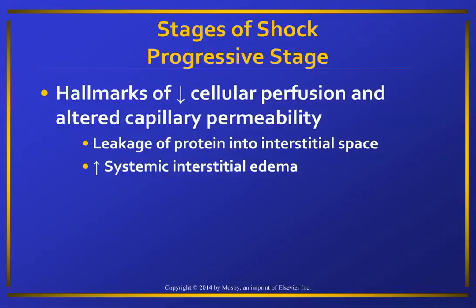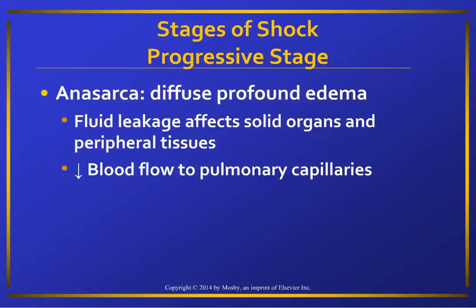The hallmarks of the progressive stage of shock are decreased cellular perfusion and altered capillary permeability. There's leakage of protein into the interstitial space and an increased systemic interstitial edema. The cardiovascular system is profoundly affected in the progressive stage of shock. Cardiac output begins to fall, resulting in the decrease in blood pressure and coronary artery, cerebral, and peripheral perfusion. Anasarca is the diffuse profound edema caused by fluid leakages that affect the solid organs and the peripheral tissues.